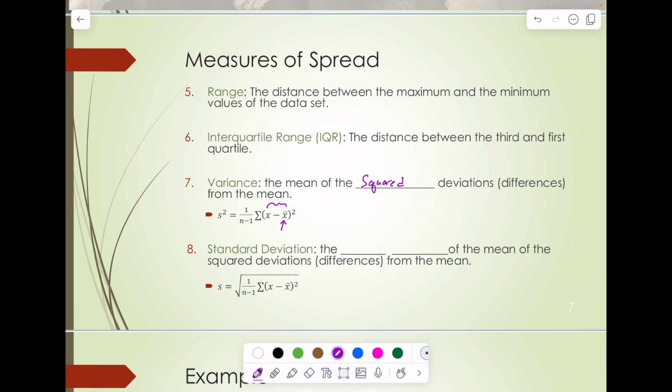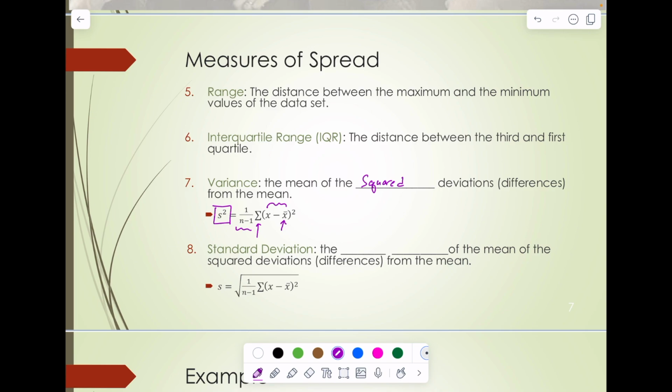So you find how far away it is from the mean. You square that distance, and then you sum each of those up, one term for every data point in your set. And then you divide by n minus 1. And that gives you your variance. The variance has a strange symbol to represent it. It is s squared. So that's the variance, s squared.